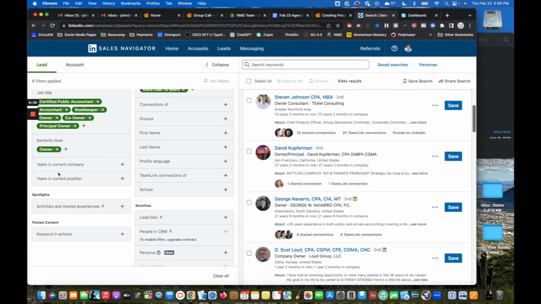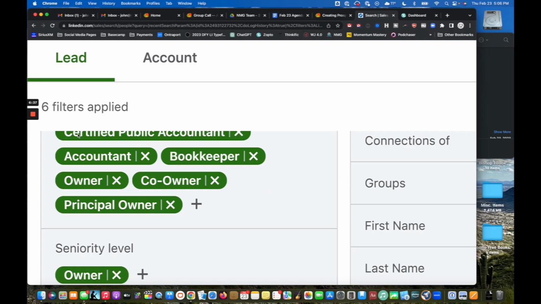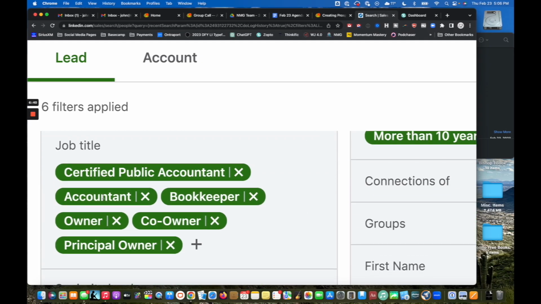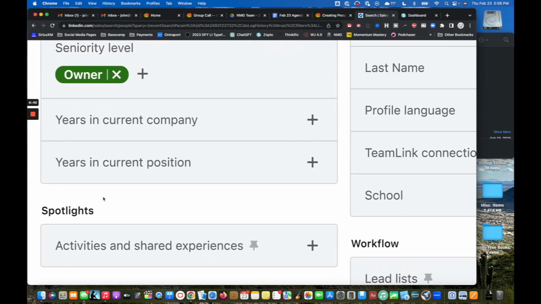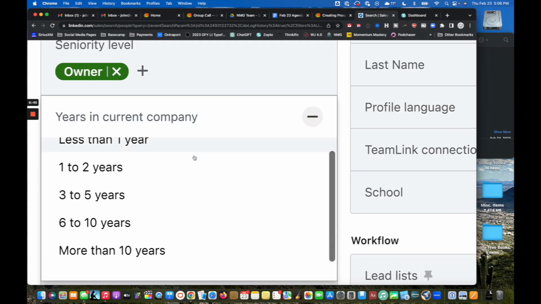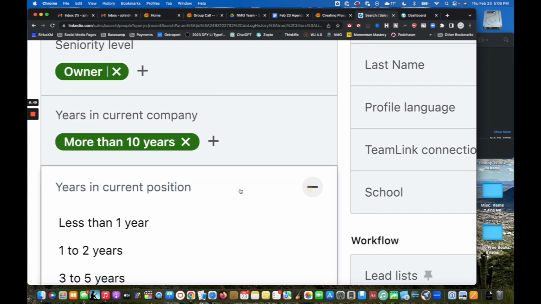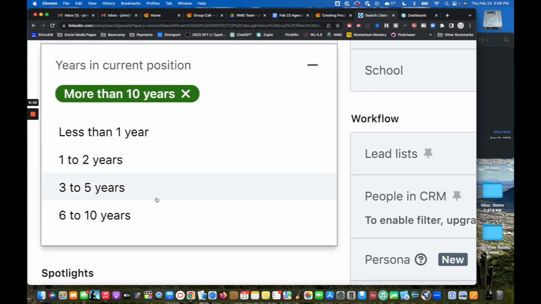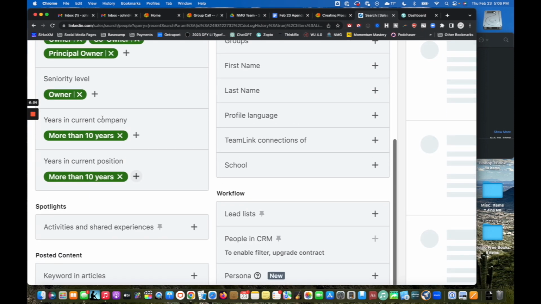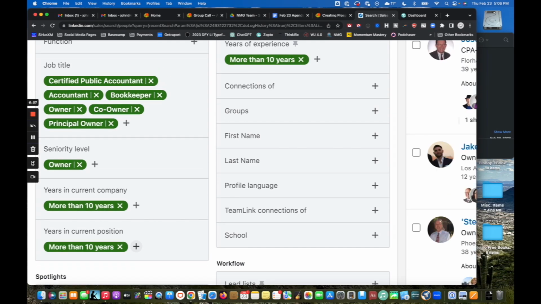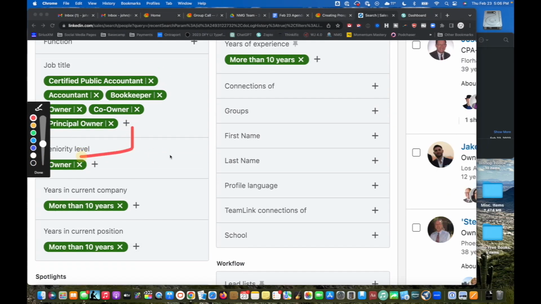the idea, right? So then the other big differentiator under this role filter. So we got the job title, seniority level, owner. I like people who have been with their company a long time. So let's do more than 10 years. I've been at the current company for 10 years plus, and I've been in my current position for more than 10 years. And the reason I like those filters is if you're the owner, you've been the owner for more than 10 years, you've had the company for more than 10 years, you're established, you've got some budget, you've got some clients, you've got some track record. Those are good leads for us typically.